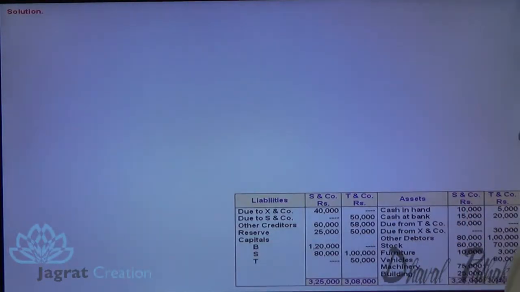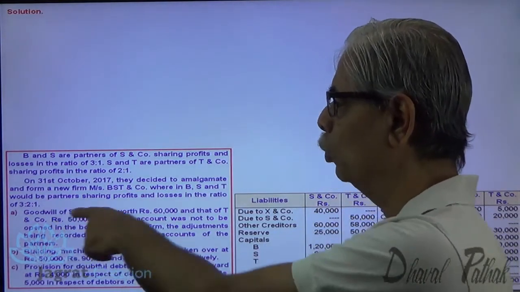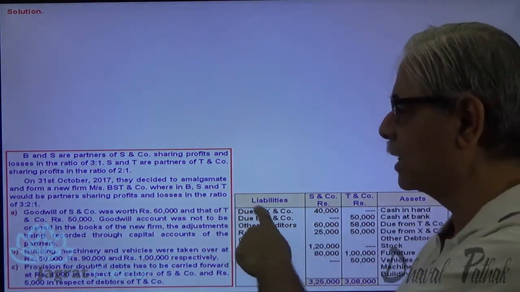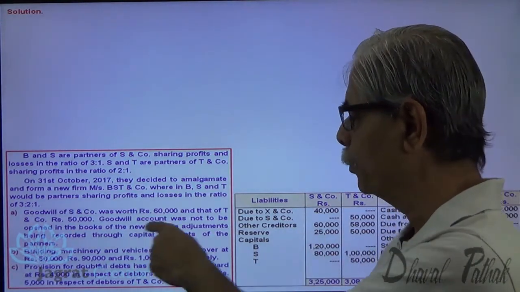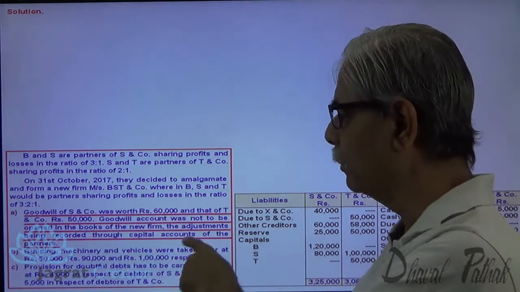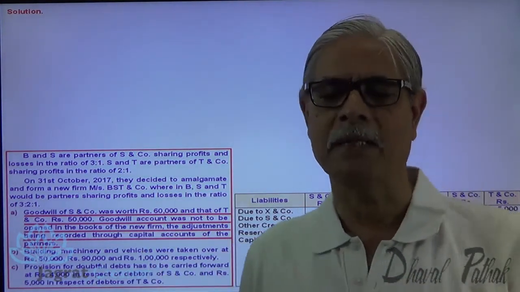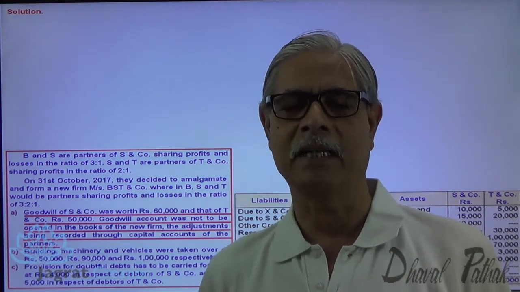So this is the balance sheet given to me. This is the details of the sum given to me. Goodwill of S and N company was worth 60,000 and that of T and N company 50,000. Goodwill account was not to be opened in the books of new firm, and the adjustment being recorded through the capital accounts of the partners. Now, which adjustment entry is recorded, that I want to explain.